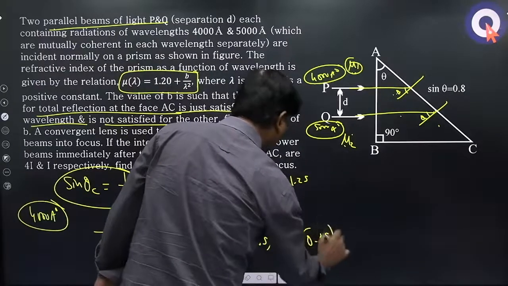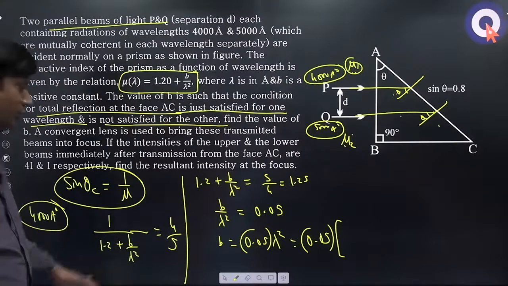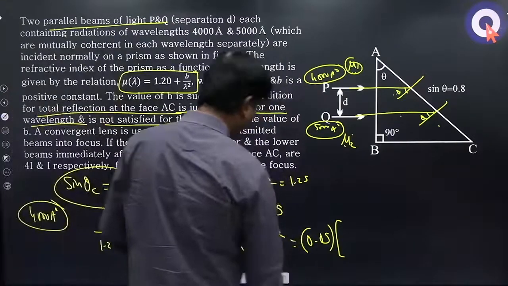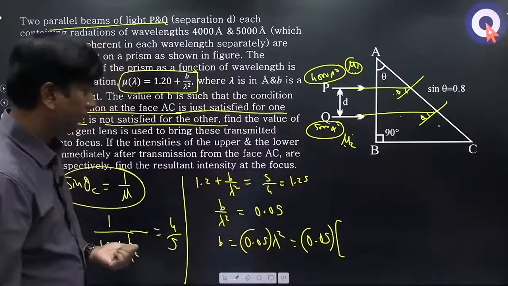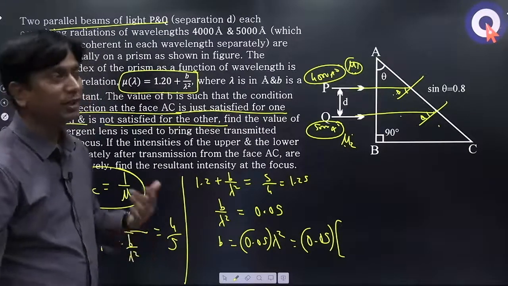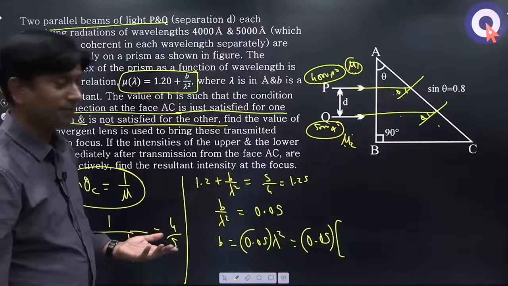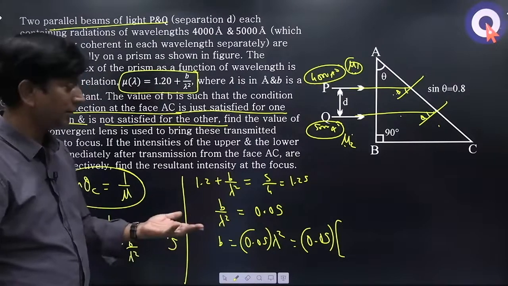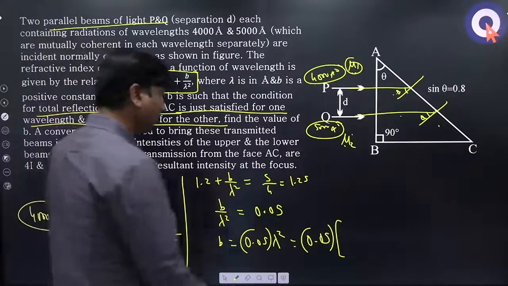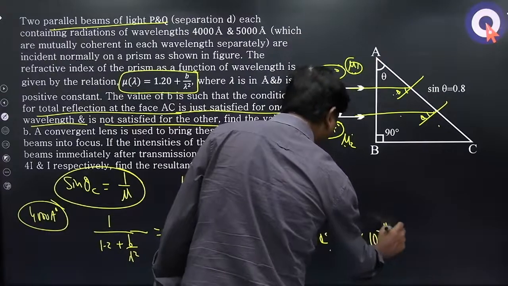0.05 into lambda square for 4000 angstroms. So you are taking the angstroms, right? 4000 means you will be getting 4000 angstroms. So 4 into 10 power minus 7, right? Because 4000 is 10 power minus 10. So 4 into 10 power minus 7 whole square, 16 into 10 power minus 14.